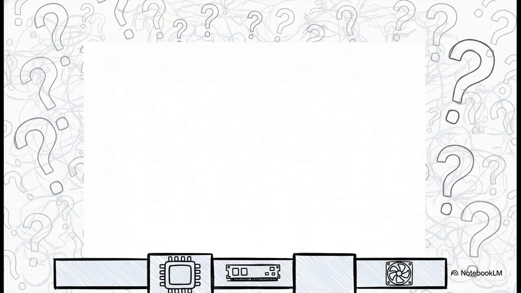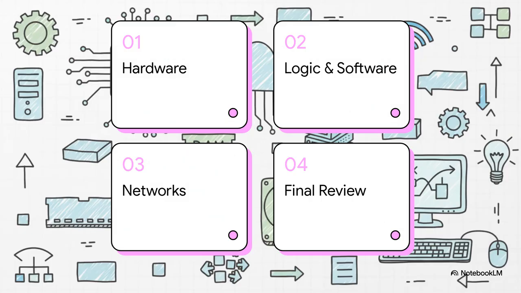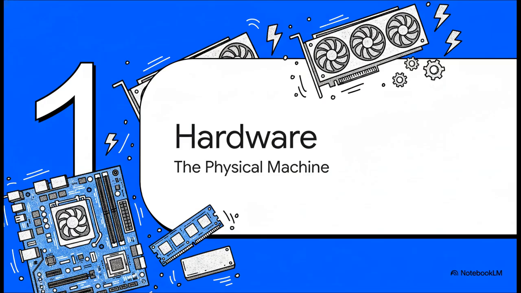Ready? Let's jump in. So here's our game plan. We'll start with the physical stuff, the hardware, then we'll dive into the logic and software that tells that hardware what to do. After that, we'll see how networks connect everything together. And finally, we'll wrap up with a quick hitter review to make sure it all sticks. Let's get to it. First up, hardware.